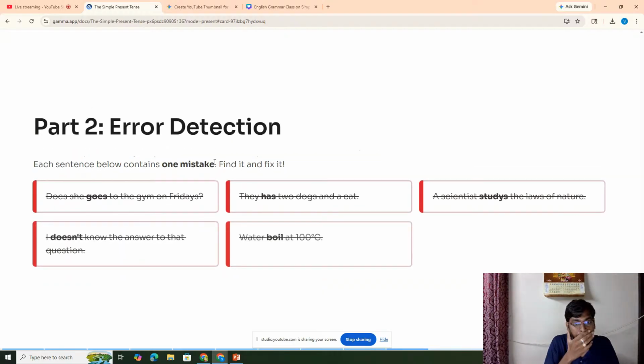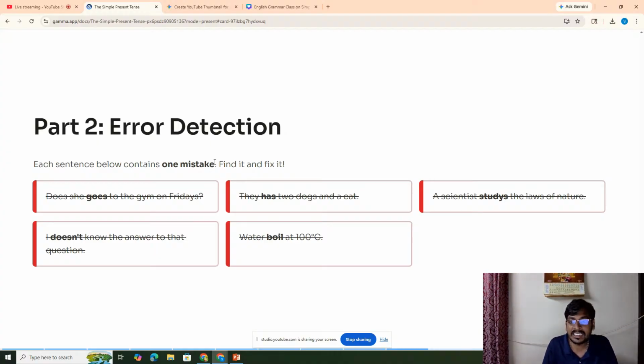And now error detection. Every sentence has a mistake here. 'Does she goes to gym on Friday?' Wrong sentence. 'Does she go to the gym on Fridays?' So this is the correct answer. 'They has two dogs and a cat.' Wrong answer. It's 'they have', not 'they has'. They have two dogs and a cat.